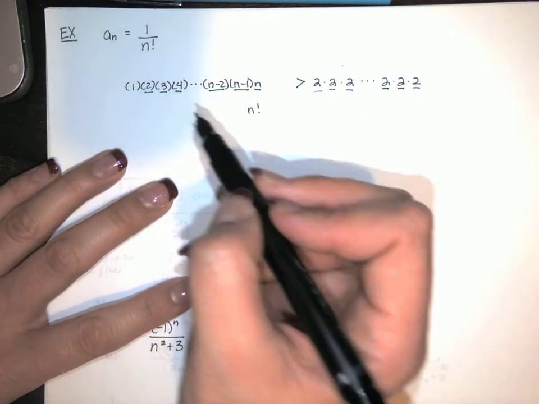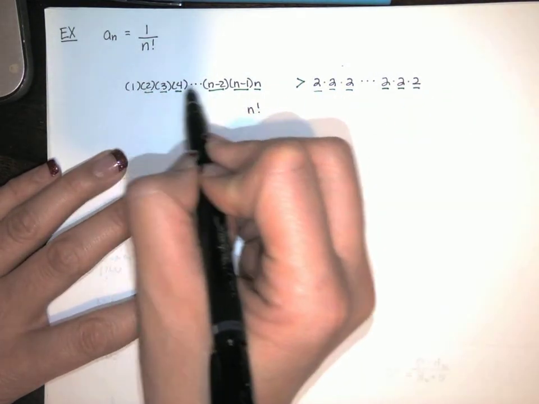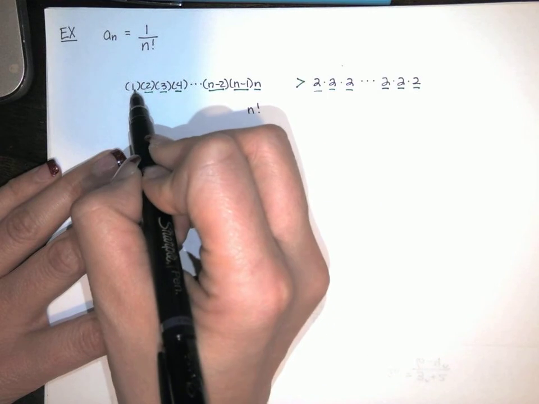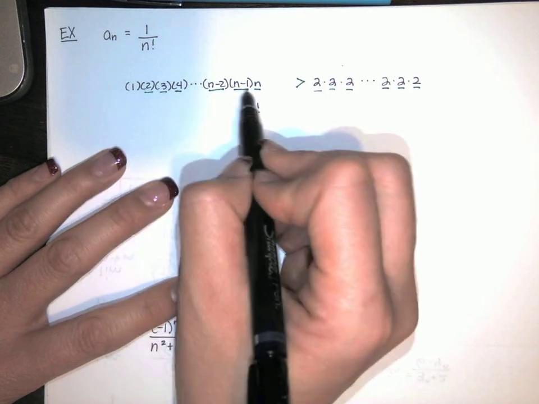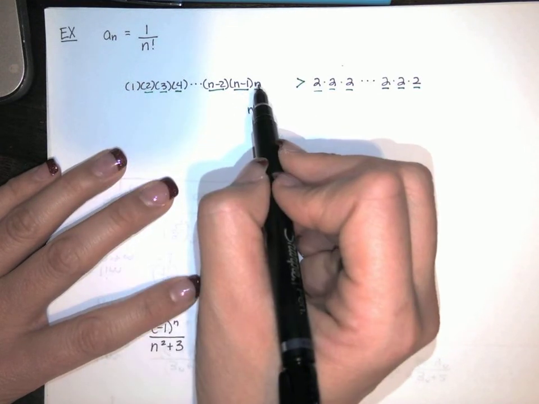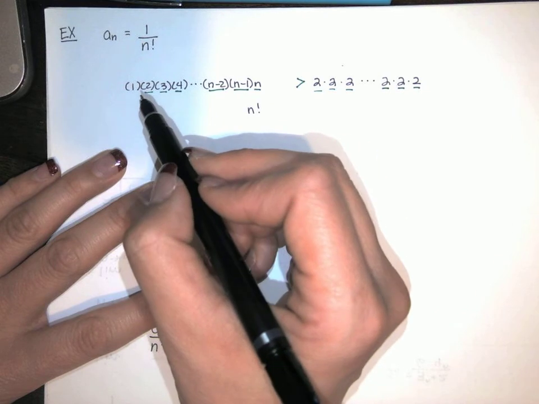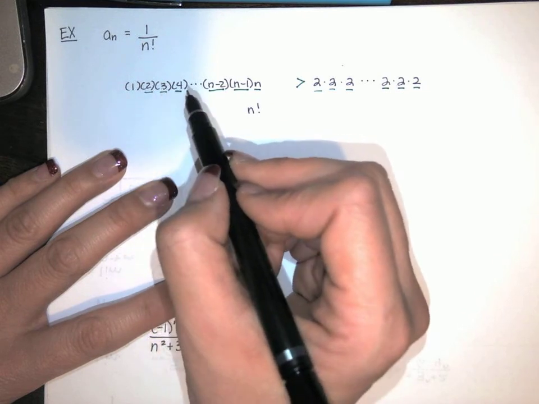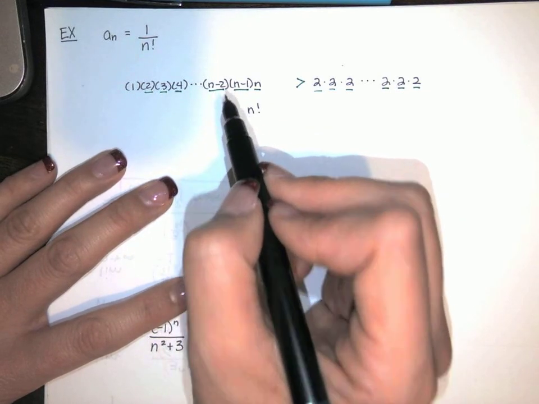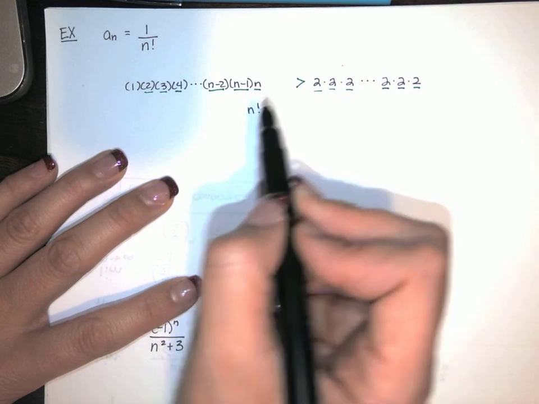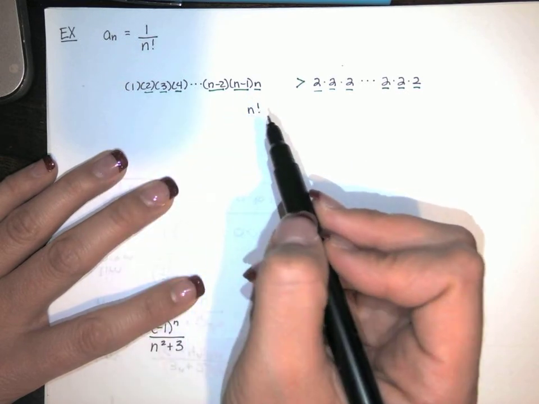How many 2's are over here? Well, I had one 2 for all of these guys. I didn't have a 2 for the 1. So there are n factors on this side. If this was 10 factorial, I'm going to have 1 times 2 times 3 times 4 times 5 times 6 times 7 times 8 times 9 times 10. So there would be 10 of them. In general, there's going to be n of them.